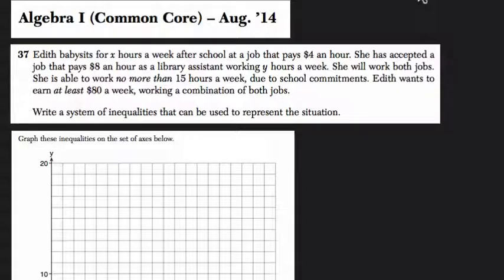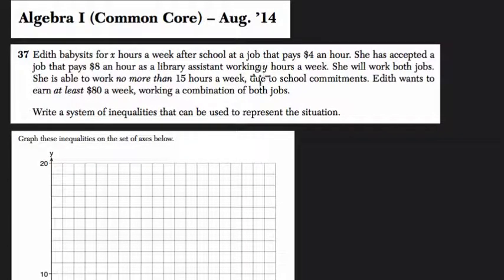Let's start by reading this problem together, and I do find the wording of this problem to be particularly confusing. But we'll break it down. Edith babysits for X hours a week after school at a job that pays $4 an hour. So that's one job here, babysitting X hours for $4 an hour. She has accepted another job that pays $8 an hour as a library assistant working Y hours a week.